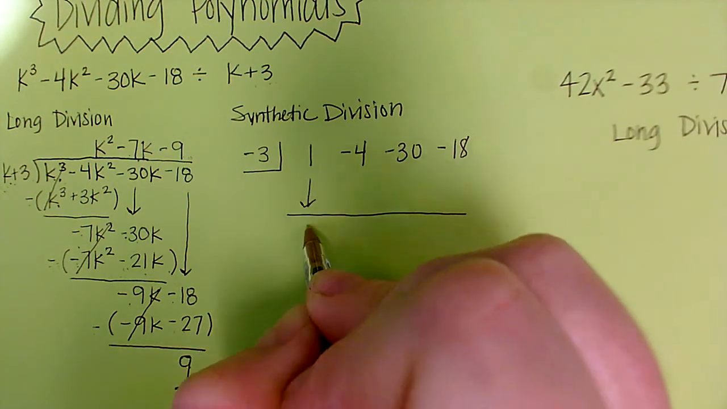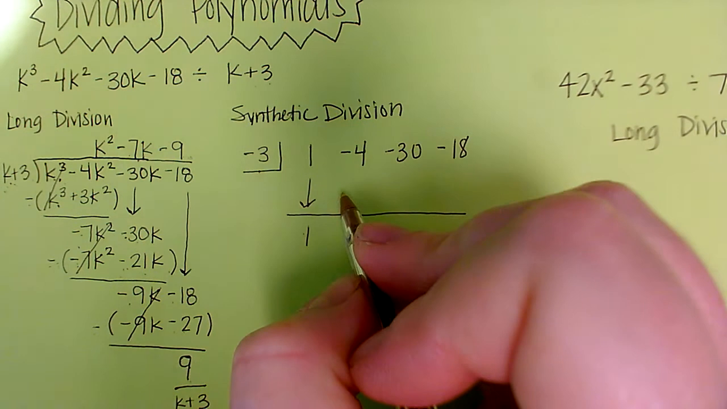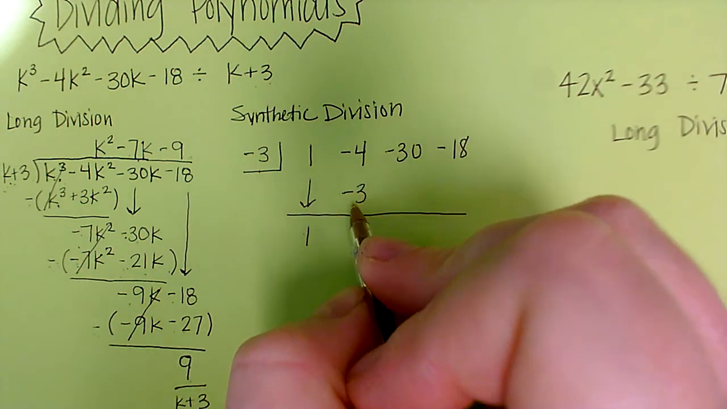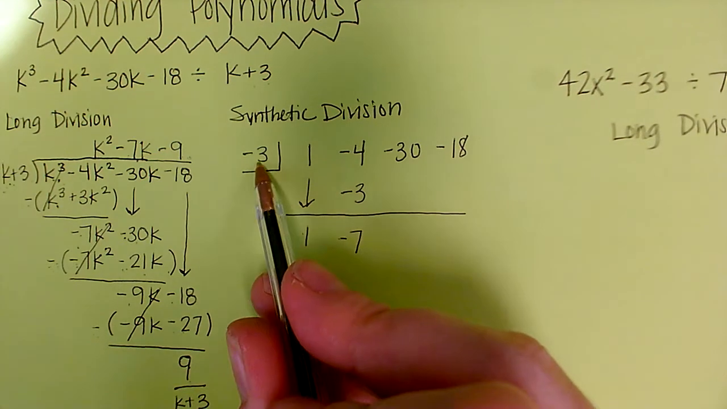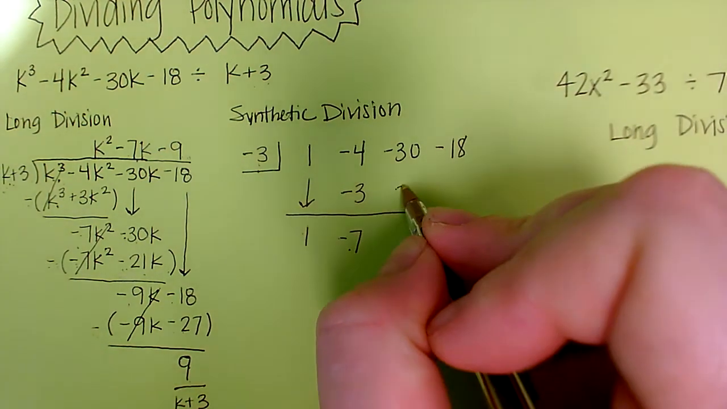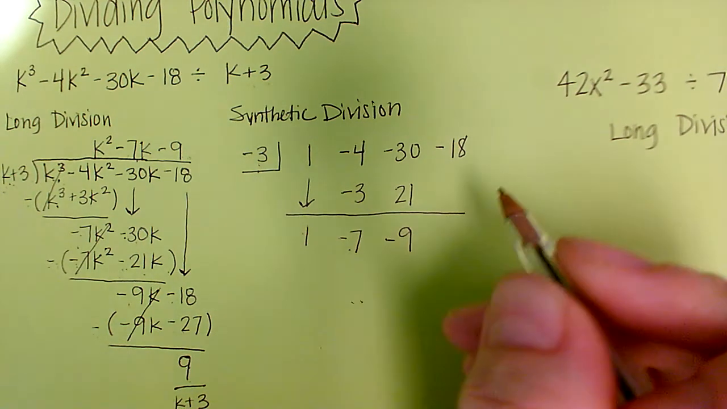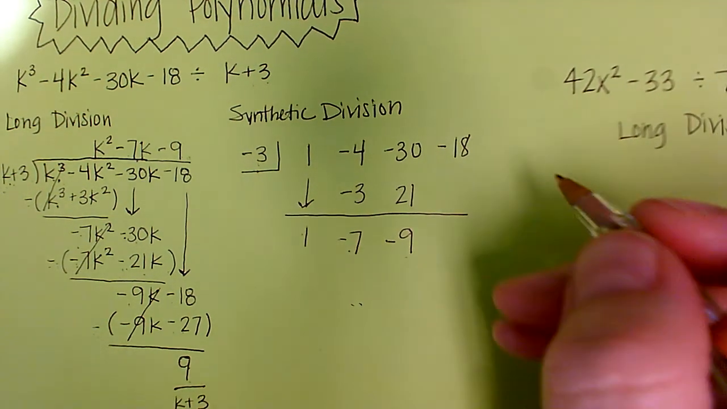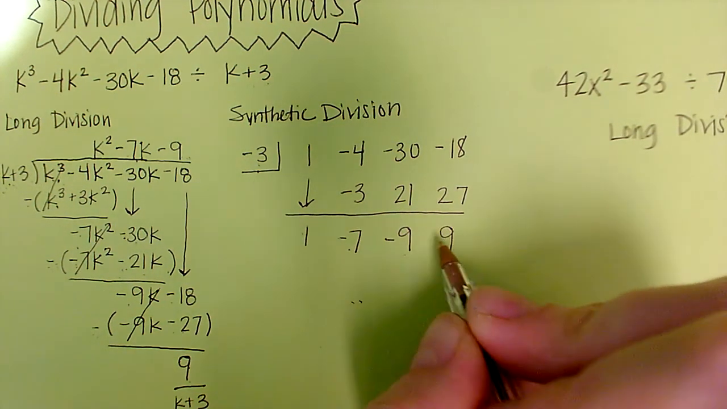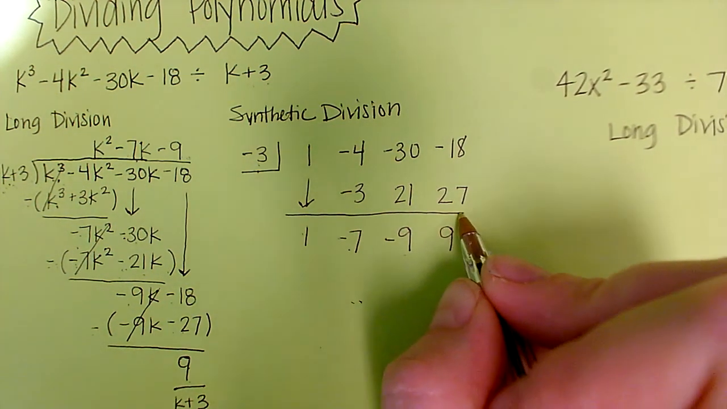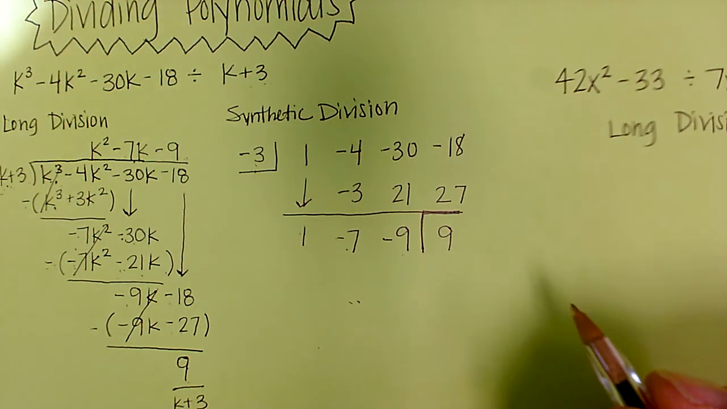So now, bring down your 1, and then we do -3 times 1 gives me -3. Add down, -4 plus -3 gives me -7, and then do it again. -3 times -7 gives me 21. Add down -9. -3 times -9 is 27. Add down, we get 9. This last number here is always your remainder. Okay?